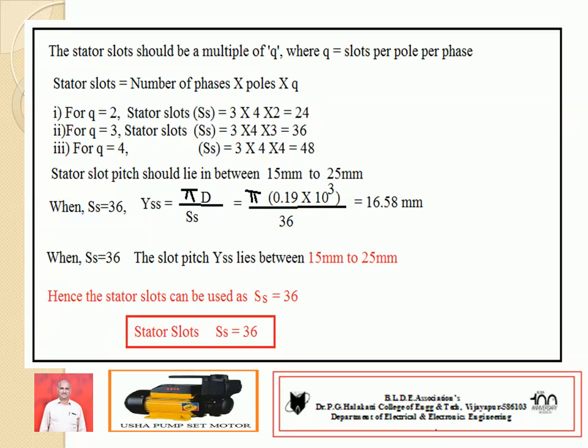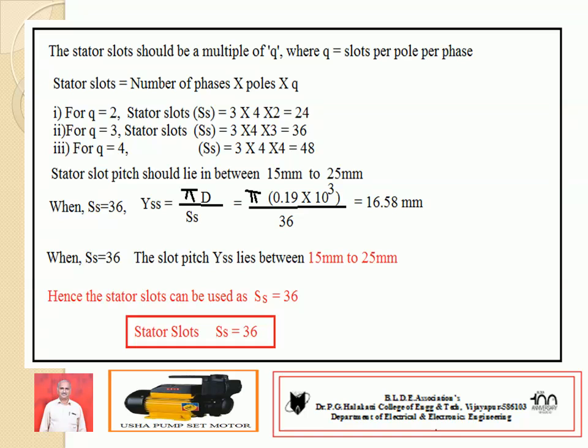Hence, by trial and error method, we have to calculate total stator slots. Number 1, for Q equal to 2. Stator slots equal to number of phases, number of poles into Q, where Q is stator slots per pole per phase. You have to multiply poles, multiply phase, then we are going to get slots. For Q equal to 2, it is 24, and go on.